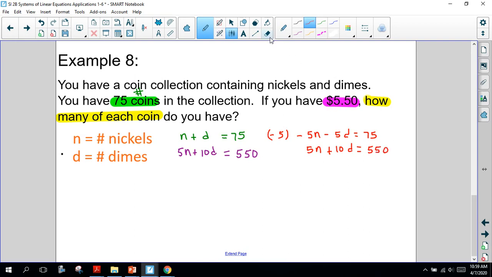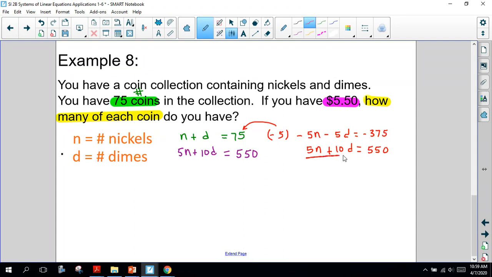A little mistake here we made. That's actually a common mistake that students sometimes make, so that's probably a good thing that I did that. I can't forget I've got to multiply that -5 also times the 75, and when I do that, I get -375.